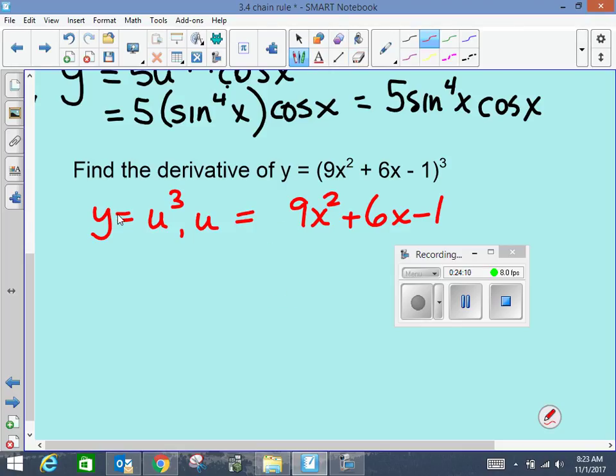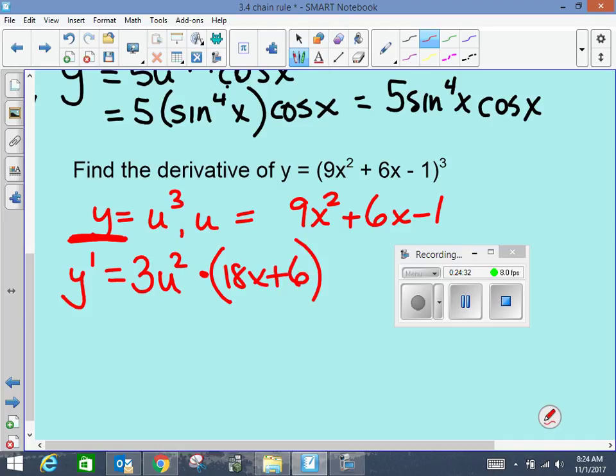So everybody has u cubed for u equals 9x squared plus 6x. Now we're ready for y prime. Please note this is still y. We're just putting y in terms of u. Make sure your notation makes sense. Derivative of u cubed is 3u squared. Derivative of 9x squared plus 6x is 18x plus 6. Did I lose anybody? All right, 3u squared, put u back in.